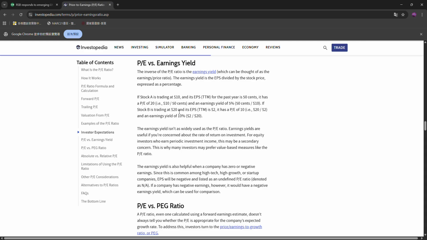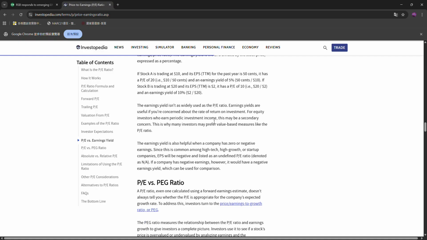Stock B is trading at $20 and its EPS TTM is $2. It has a PE of 10. That is $20 divided by 2. And the earnings yield of 10% is $2 divided by $20.